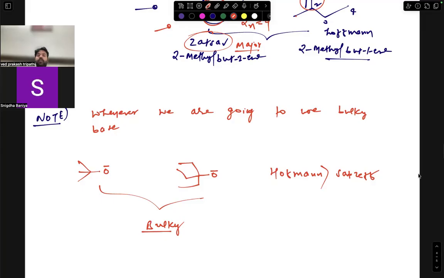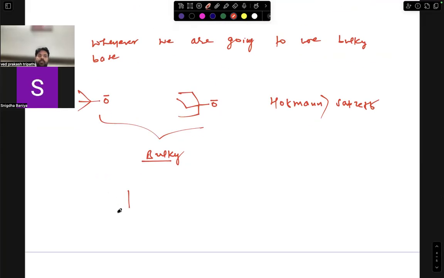Clear? For example, suppose we have this alkyl halide and we are going to use this base. So you know that we have two products. One is this one and one is this one. Make sense? And you know that this is my Hofmann and this is my Zaitsev. Clear?